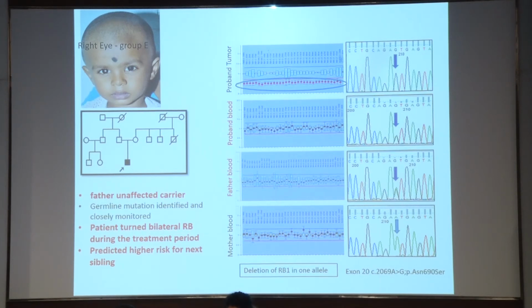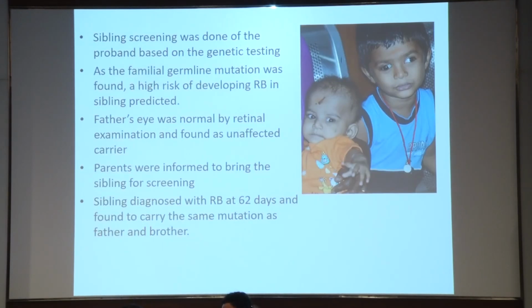There was a germline mutation identified and the patient was closely monitored. The right eye had group E retinoblastoma, and as the patient was getting treated, the risk was predicted that the next sibling would have a chance of retinoblastoma. Sibling screening was done, and the familial germline mutation was found. A high risk of developing RB in the sibling was predicted.